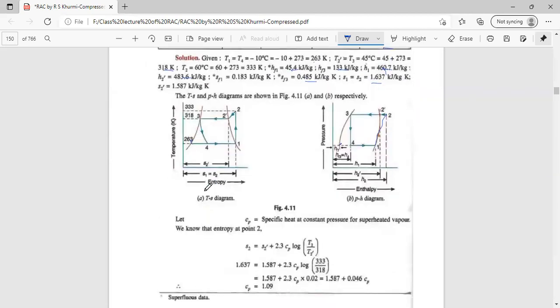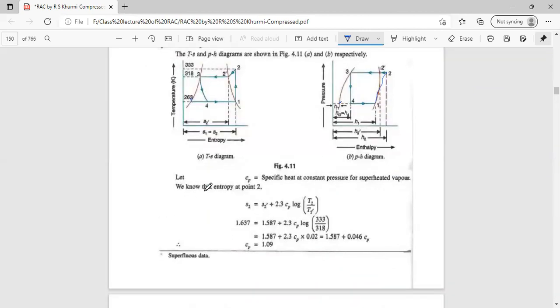Now we have to find out from this condition. This is 1, 2, the isentropic line. So S1 is equal to S2. We have to find S2. What will happen? S2 will be equal to S2 dash plus the mass flow of refrigerant, which is not given here, 2.3 with coefficient Cp, the specific heat, multiplied by log T2 divided by T1 itself. Log T2 by T1 itself.